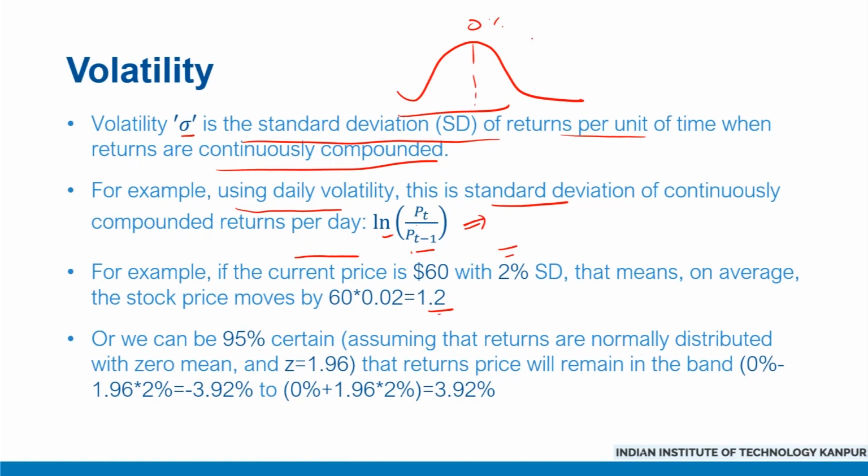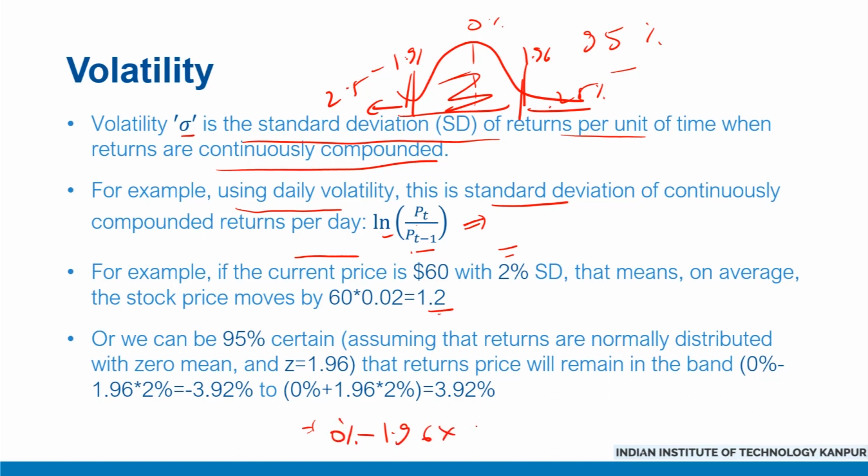so returns have a mean of 0%, and you want to know the 95% confidence interval for returns, these two cutoffs. If you believe that returns are normally distributed, then these markers are minus 1.96 and plus 1.96, that is, 2.5% extreme probability here, 2.5% extreme probability here, and in between you have the 95% confidence interval. If that were the case, then your window of 95% interval of returns is 0% minus 1.96 into 2%.